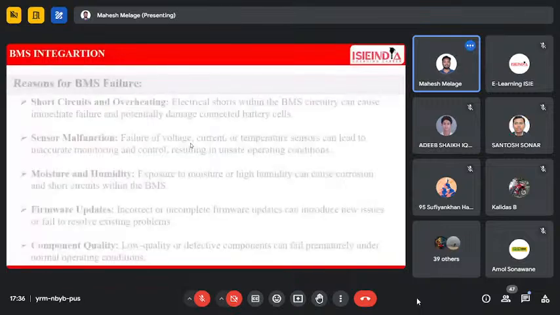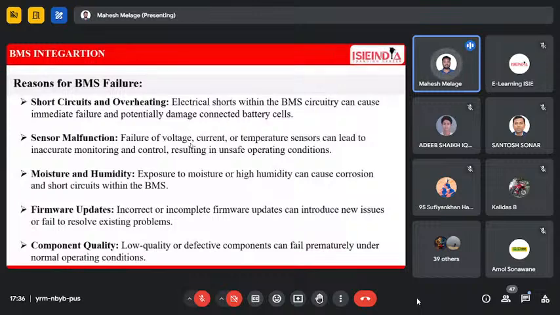The reasons for the failure of the BMS, first, are short circuit and overheating. An electric shock within the BMS circuitry causes immediate failure, meaning high short circuit current flowing through the BMS can cause failure of the BMS. Sensor malfunctioning, meaning the sensor cannot operate properly, so the BMS can fail. Moisture and humidity, meaning water content or humid materials, affect the BMS functions. It will cause some corrosion.